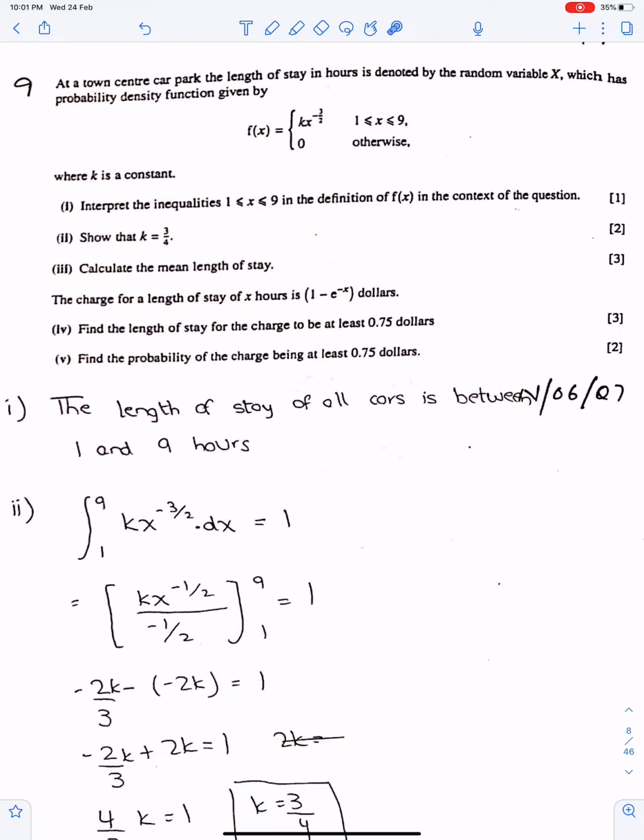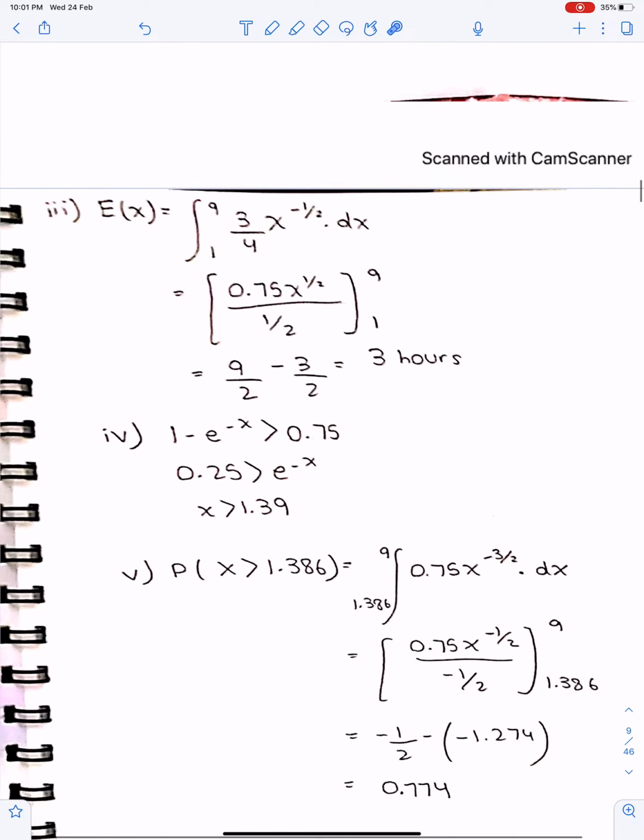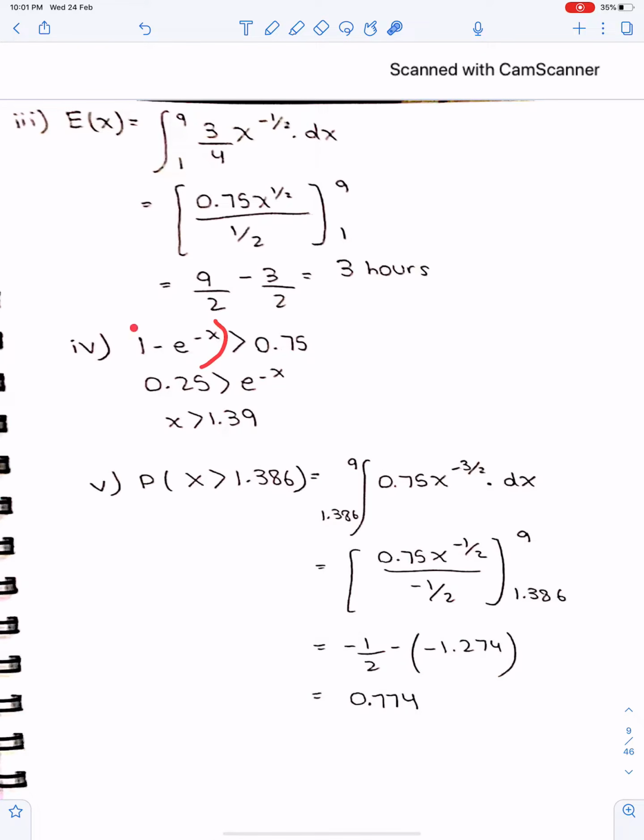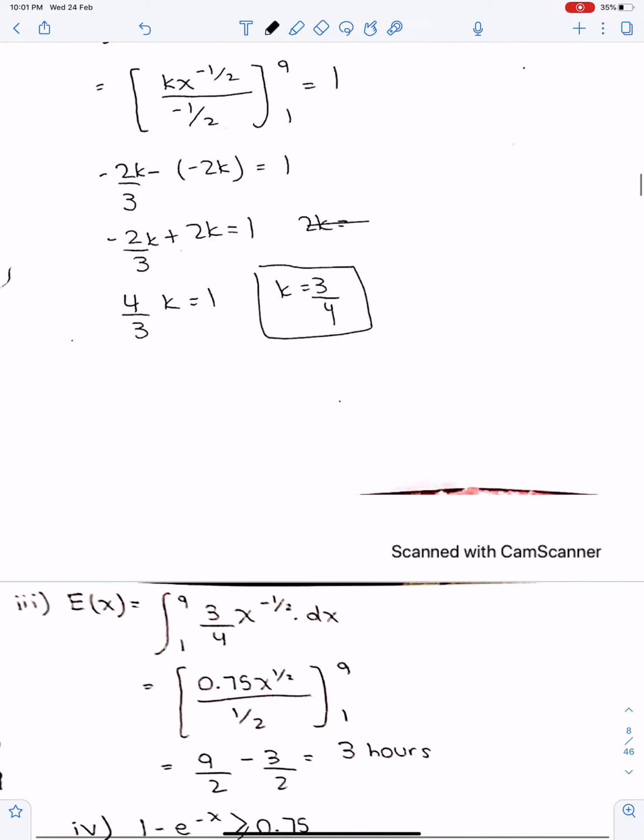This is so simple. It's mentioned this is the charge for a length of stay in dollars. Find the length of stay for the charge to be at least $0.75. So you just need to equate this thing. Just write this thing as greater than 0.75. At least means greater or equal. So this means the charge is at least 0.75. So your answer is x greater or equal to 1.39.